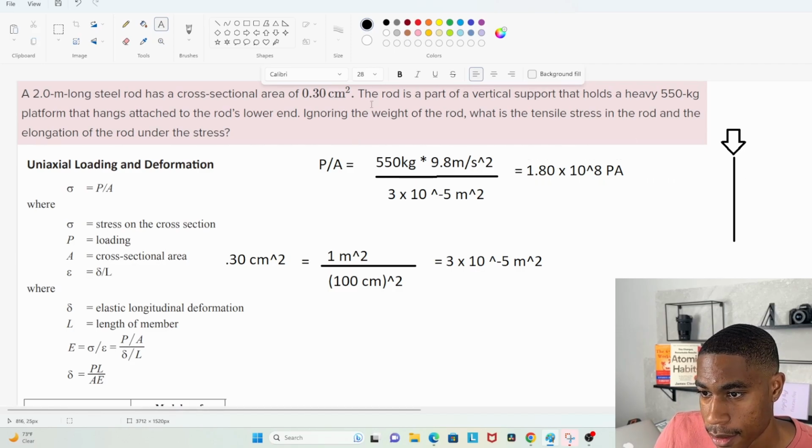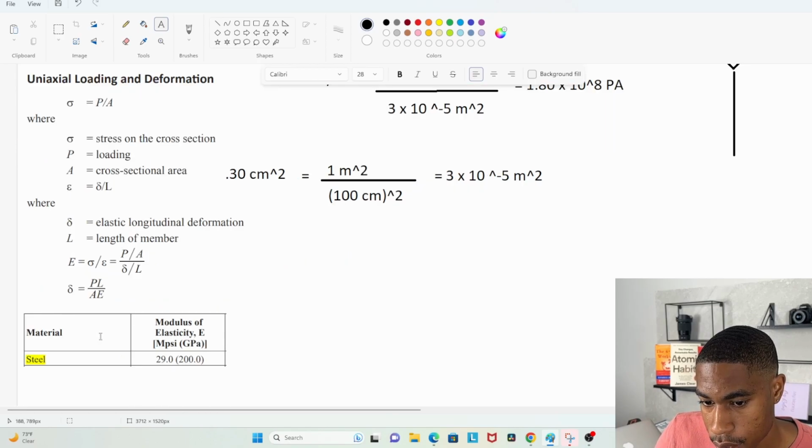Okay. So we got the first part. What is the tensile stress in the rod? We got that. What is now the elongation under the stress? So, elongation, I know, is going to be equal to PL over AE. So we have P over A already. We just need L over E.